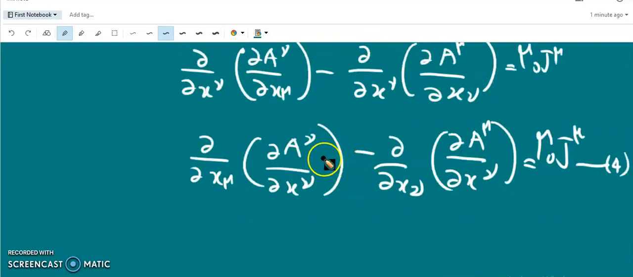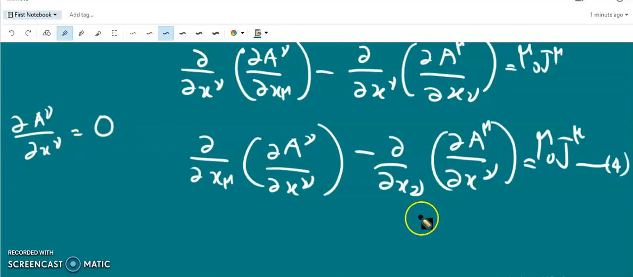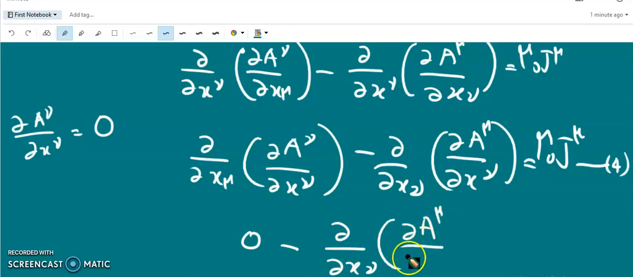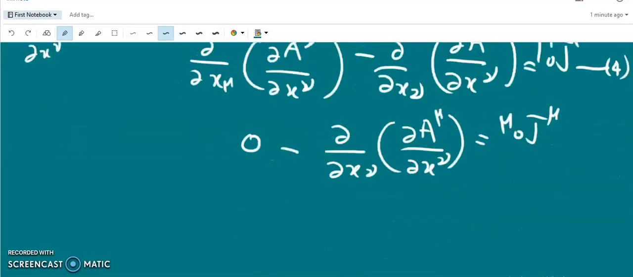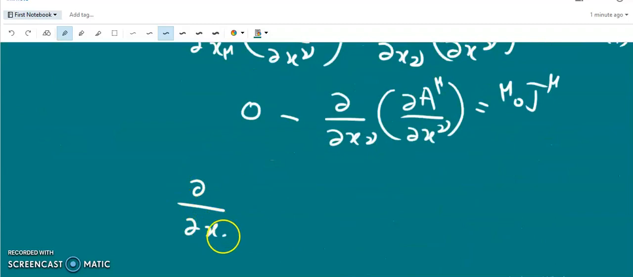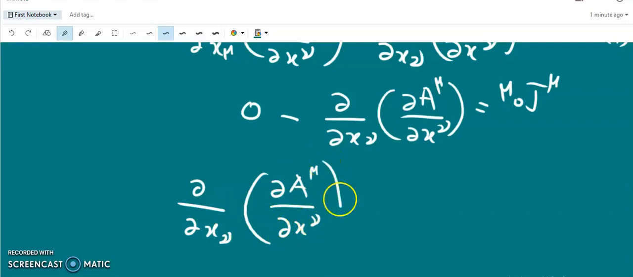അപ്പോൾ നമുക്കറിയാം അക്കോർഡിംഗ് ടു ലോറൻസ് ഗേജ് കണ്ടീഷൻ ∂A^ν/∂x^ν equal to 0. ഈ രണ്ട് ഇൻഡിസസ് സെയിം ആവുമ്പോഴാണ് ഇത് 0 ആവുന്നത്. So this term is 0. But this term not equal to 0. So we can write this as 0 minus ∂/∂x^μ of ∂A^μ/∂x_μ contravariant equal to μ0 J^μ. So we can take this negative sign towards right side. We get ∂/∂x^μ covariant of ∂A^μ/∂x_μ equal to minus μ0 J^μ.